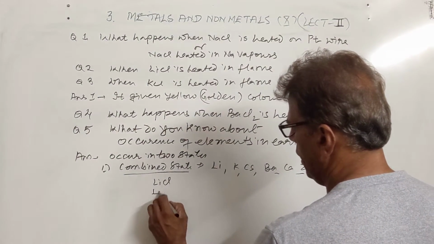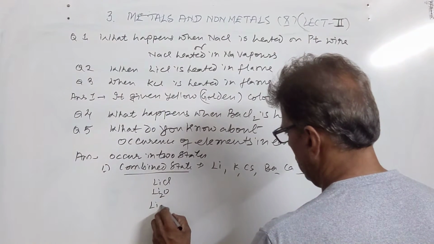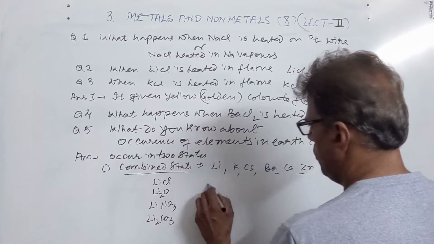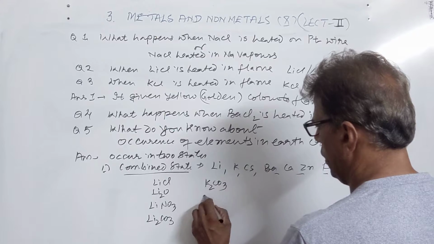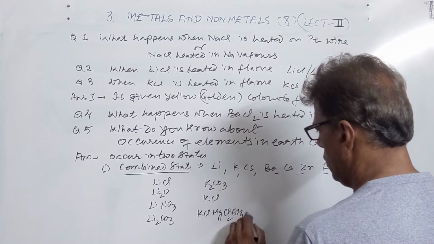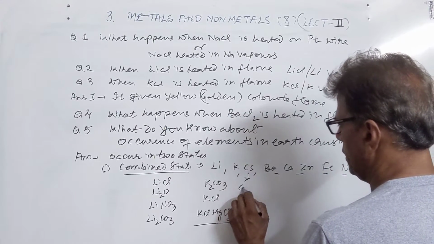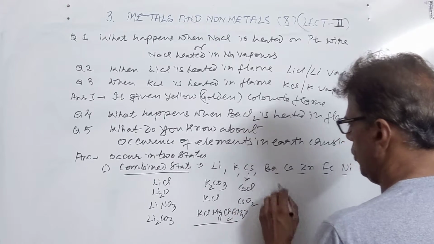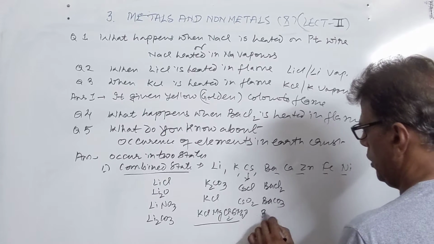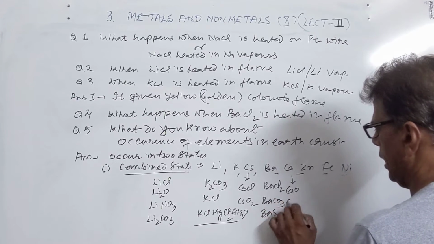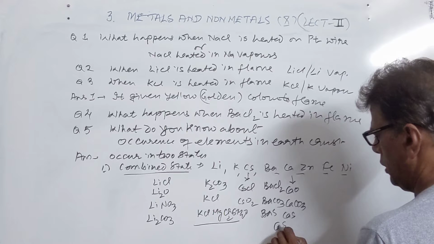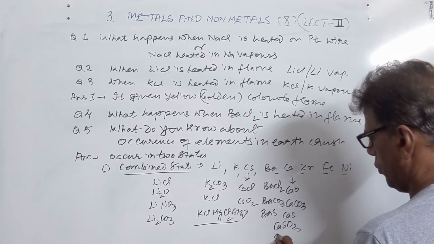Lithium exists as LiCl, Li2O, LiNO3, Li2CO3, etc. Potassium is found as K2CO3, KCl, and as carnallite, KCl.MgCl2.6H2O. Then cesium also exists as cesium chloride, cesium oxide, and so on. Barium exists as barium chloride, barium carbonate, barium sulfide. Calcium also exists as CaO, CaCO3, CaS, CaSO3, CaSO4.